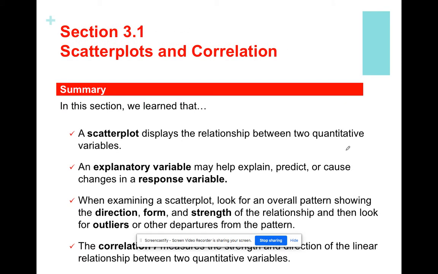Okay, so here's your summary of section 3.1, and then I'm going to switch to the calculator to show you how you can make a scatter plot and find correlation there. So know that the scatter plot is an appropriate graphical display for two quantitative variables. You need to distinguish between the explanatory and response variables. Remember, explanatory always goes on X and response always goes on Y.